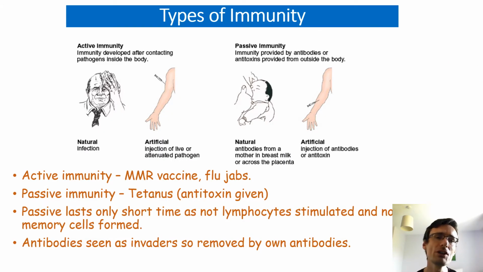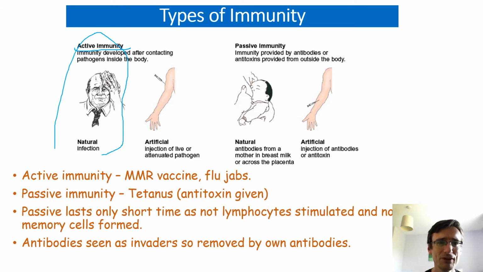So then there are four types of immunity which you must know, often overlooked because it's simple, but people do struggle with it when it comes to questions. So active immunity is when the body must make its own antibodies. It's immunity developed after contacting a pathogen or antigen in the body, and you have to make your own antibodies. So the first one is natural infection.